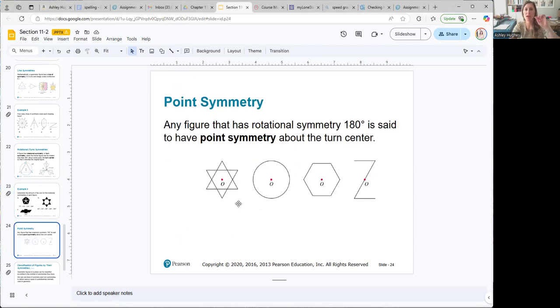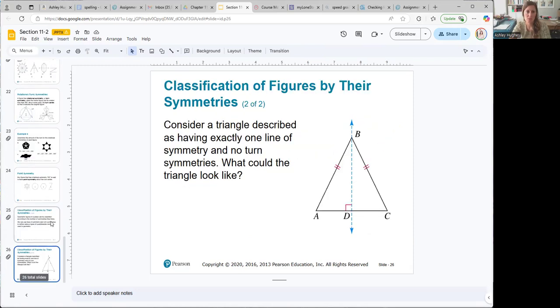Point symmetry is if you have one single point and you rotate around that point, that it would be symmetrical. So this guy has 1 line of symmetry and no turn symmetry. So this is an example of something that has 1 line of symmetry, but if I turn it, I have to turn it the full 360 degrees before it looks the same. So it does not have rotational symmetry.